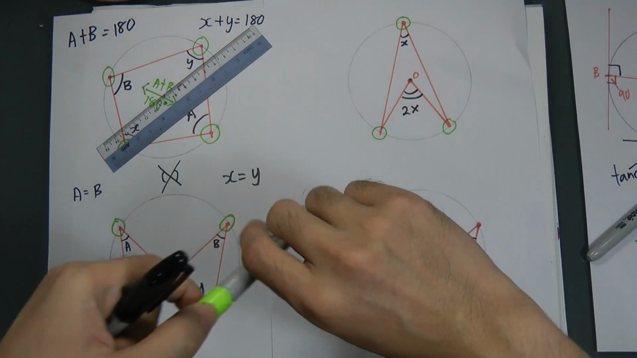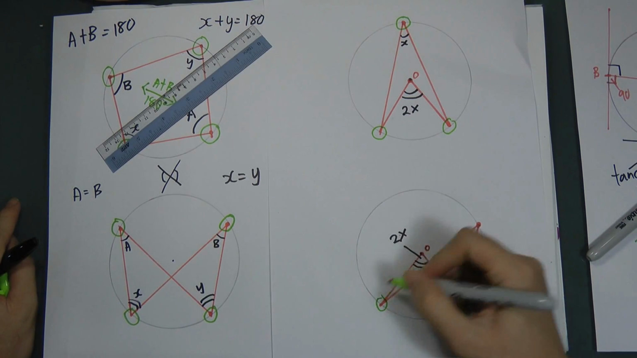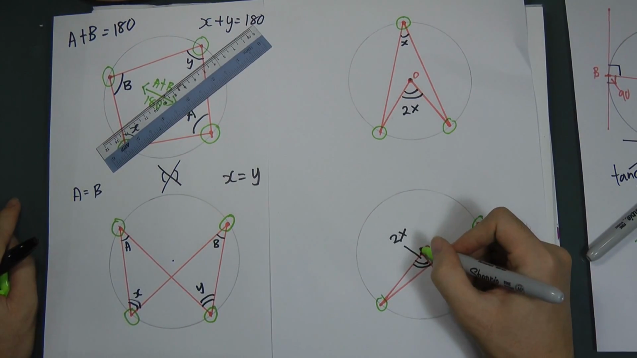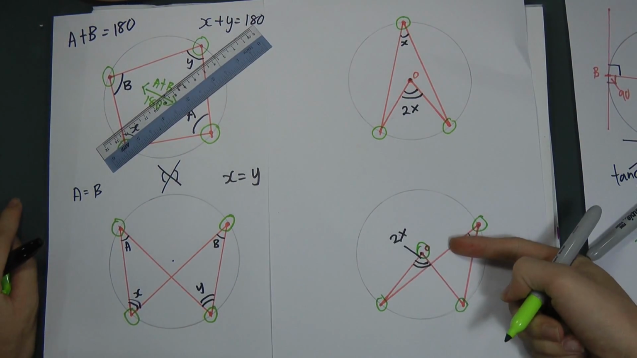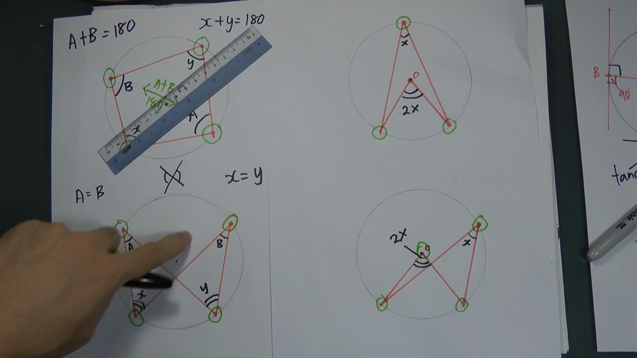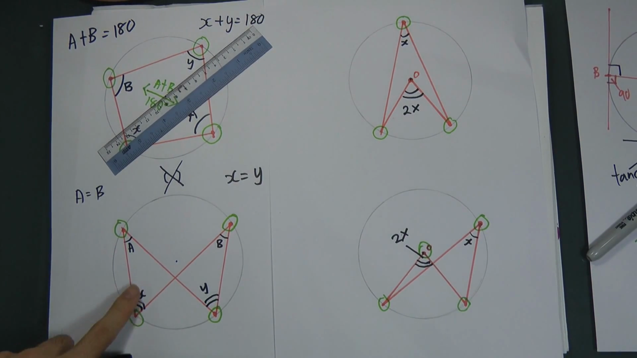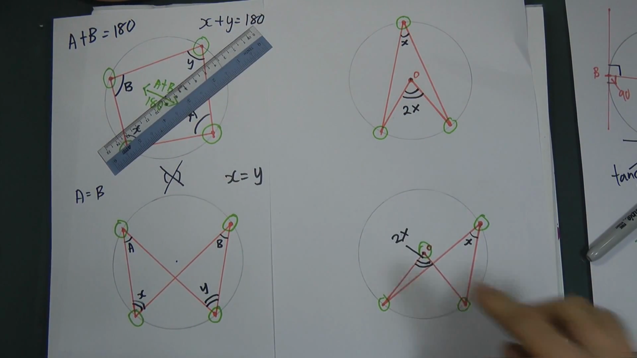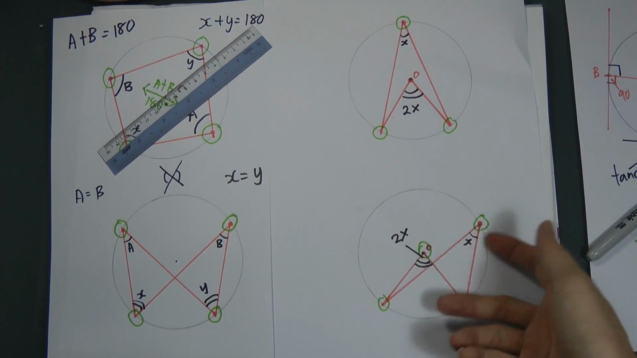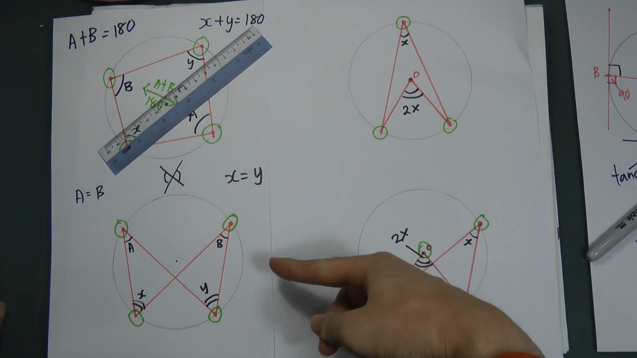In this one, only 3 points touch the circle and then 1 point touches the middle. However, in this example, 4 of the points touch the circle, no point touches the center. So this one and this one are not the same. Even though these two also look a little bit like a butterfly, this one also looks a little bit like a butterfly, but they are not the same.